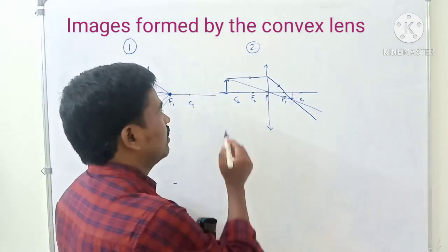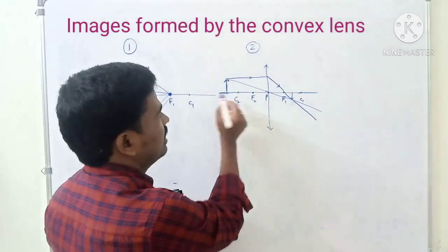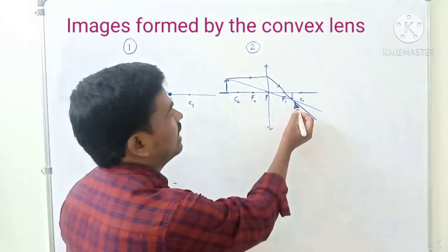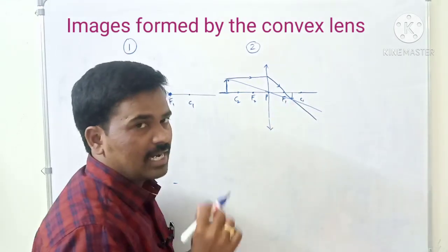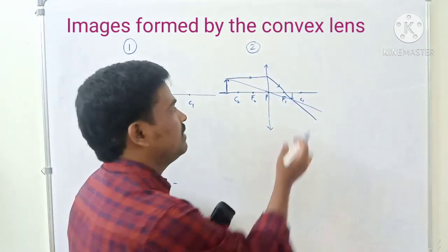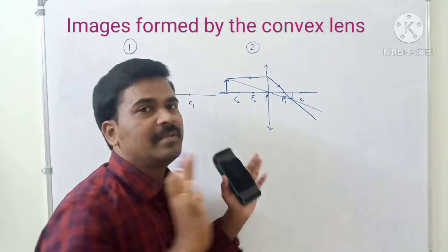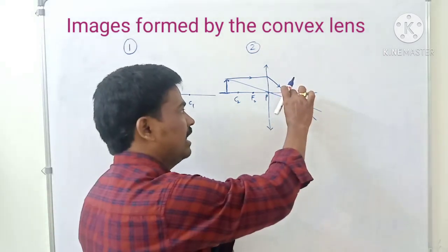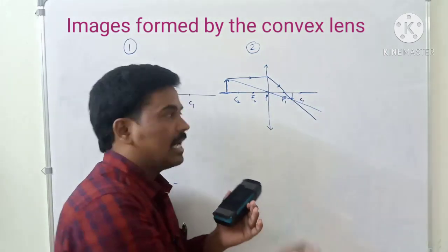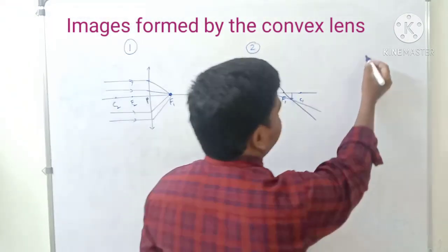So where do we get the image? When the object is beyond the center of curvature, we get an image in between F1 and C1. And how is the image? The image is diminished, and it is a real and inverted image. These are the properties of the images. This is very, very important: real, inverted and diminished. Okay, let us go for the third place.